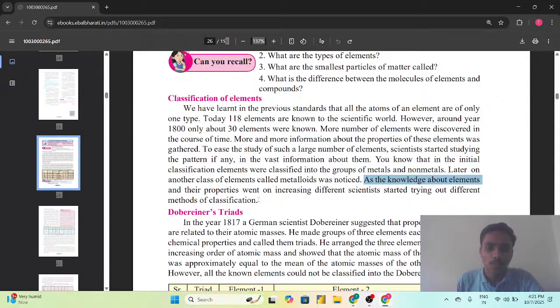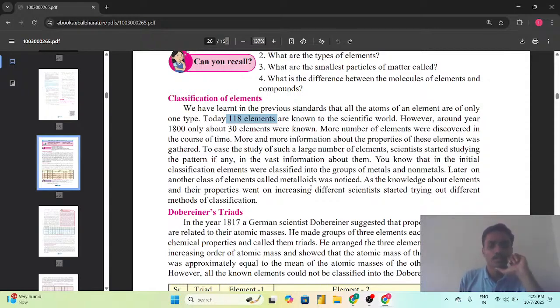As the knowledge about the elements and their properties went on increasing, different scientists started trying out different methods of classification. मतलब यानी कि जैसे जैसे जो एलिमेंट्स की जो तलाश थी, जो खोज थी, वो जैसे जैसे आगे बढ़ती चली गई, सो एलिमेंट्स साइंटिस्ट स्टार्टेड फाइंडिंग आउट द डिफरेंट मेथड्स ऑफ द क्लासिफिकेशन फॉर दिस एलिमेंट्स. तो ये जो 118 एलिमेंट्स जो मिले, तो इनको एक प्रॉपर फॉर्मेट में ऑर्गेनाइज करना, इनकी सिमिलर प्रॉपर्टीज, फिजिकल प्रॉपर्टीज, इन सारी चीजों की स्टडी करके उनको प्रॉपर क्लासिफाई करना, दैट वाज अ चैलेंजिंग पार्ट एट द टाइम ऑफ द 1800. तो 1800 के टाइम पे तो सिर्फ 30 एलिमेंट्स नोन थे, और आज के टाइम पे 118 एलिमेंट्स आर नोन, जो कि हम देखते हैं पीरियोडिक टेबल में.